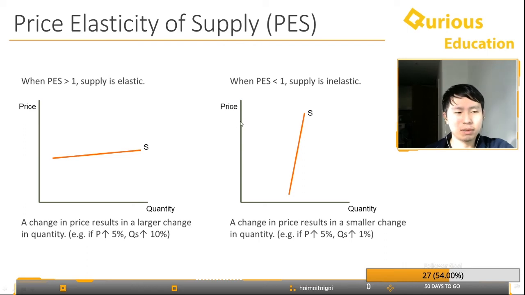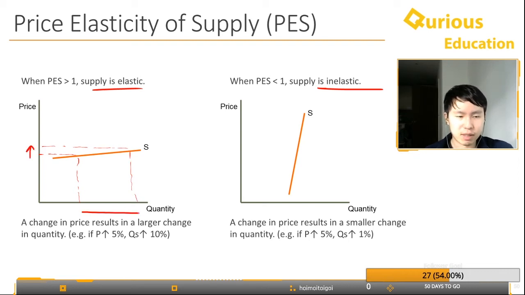If we put them on economic diagrams, you would have a very steep supply curve for inelastic and a very shallow supply curve for elastic. So we can see here that if we increase the price slightly, suppliers would supply a lot more because supply is very elastic and very responsive to the increase in the market price.